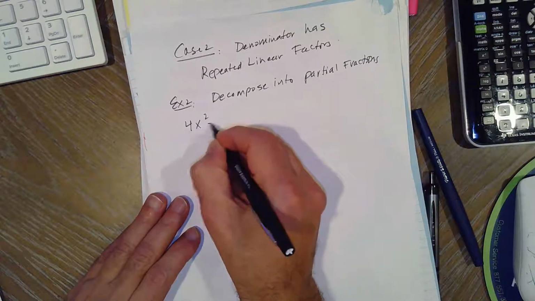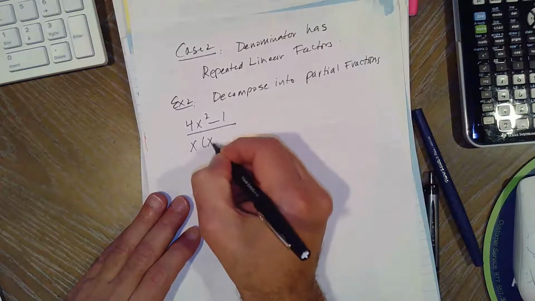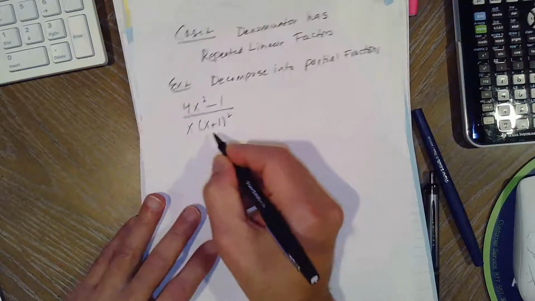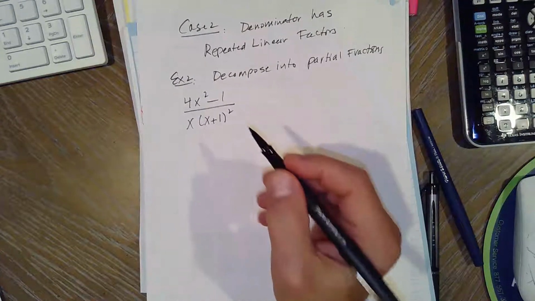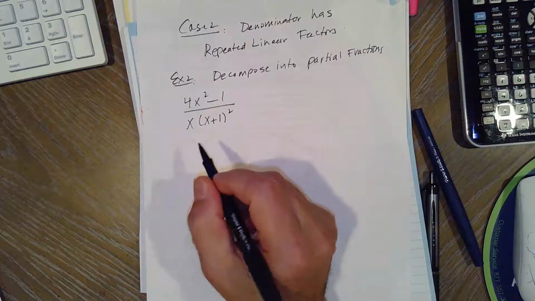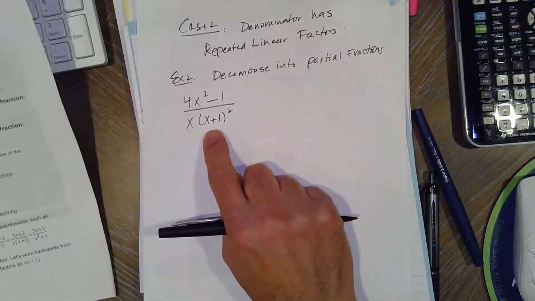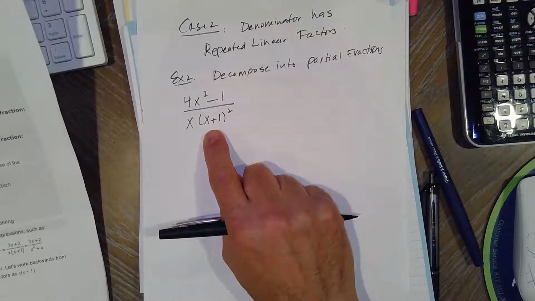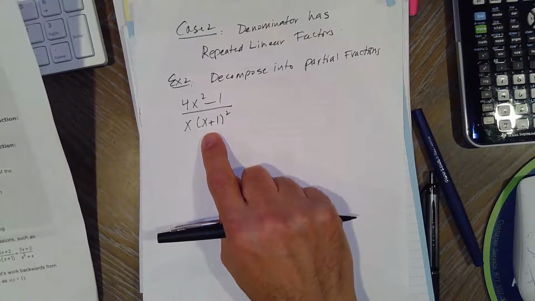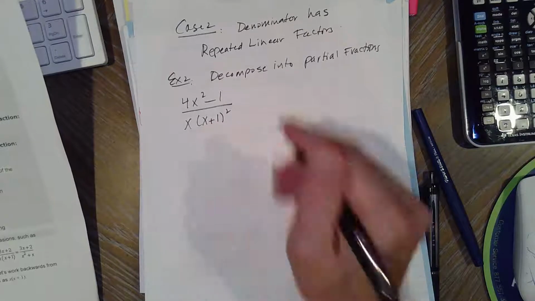Take 4x squared minus 1 over x times x plus 1 squared. You can see the bottom has x plus 1 squared, which is repeating. So remember what it said here. First, we want to factor the bottom. It's already factored. Write out a partial fraction for each factor and every exponent of each factor.